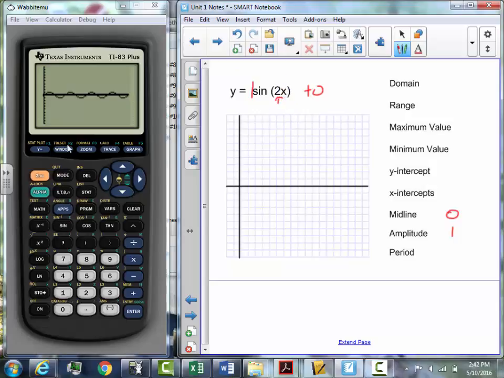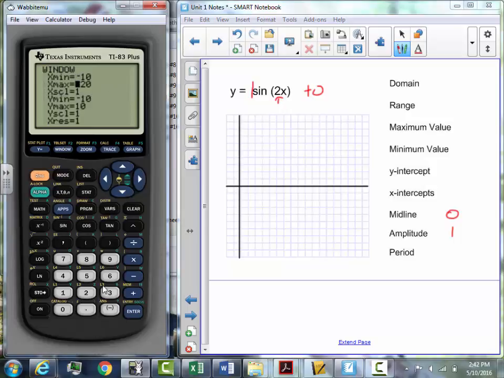Okay. Let me change my window real quick here. Let's say I went from 0 to 360. Normally, from 0 to 360, I'd expect this to go up and down once. But it's going up and down twice. And that's what this 2 does right here. If you put a 2 or a 3 or a 4 here, it makes the graph go up and down more frequently. Watch this. Currently, I'm sitting on a 2.